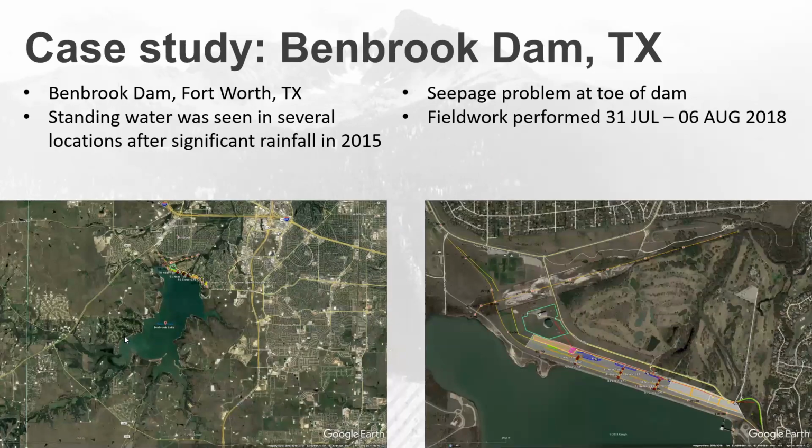All right, so now we're going to go through one of our case studies. This is a project I did a few years ago on Benbrook Dam in Fort Worth, Texas. There was standing water seen at several locations after significant rainfalls in 2015, and there were indications of some seepage, so we performed some field work there. On the left is a plot of Benbrook Lake relative to Fort Worth, Texas, and on the right is a zoom in on the dam structure and some areas of interest.